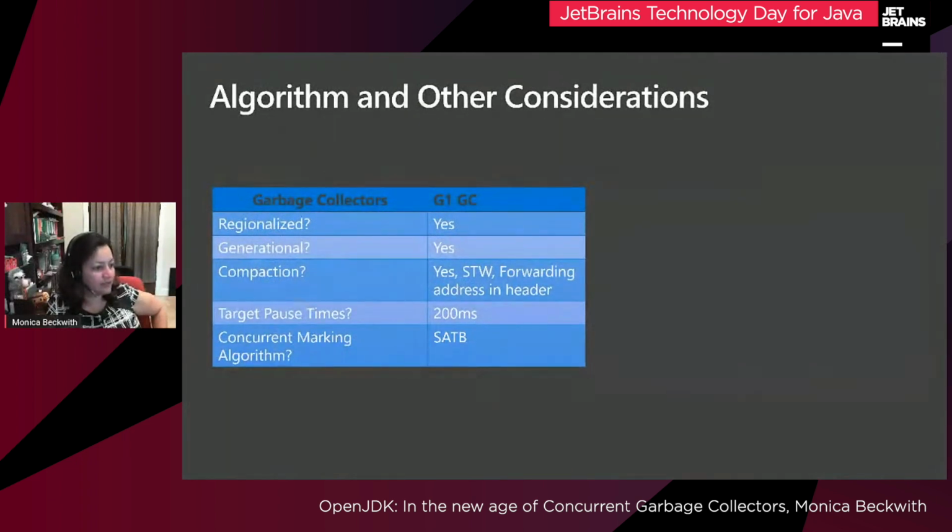Target pause time for G1 is 200 milliseconds, as I mentioned. And the algorithm that it uses for concurrent marking is called snapshot at the beginning. I'll briefly cover what that is here, but please feel free to read and understand more about it because it's a very interesting concept.